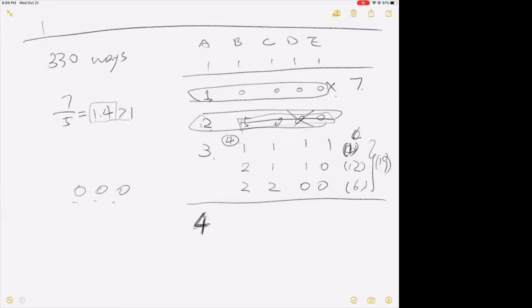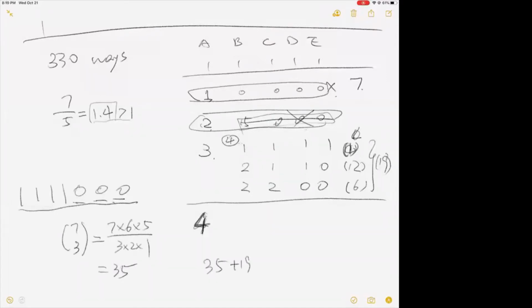So it's basically out of seven objects, choose four to be bars. There are four bars you need to put, and there are three mooncakes. So this is seven choose three, or seven choose four. That's 7 times 6 times 5 over 3 times 2 times 1, which is 35. So you add 35 and 19, get 54. You're getting 54 over 330. So see, the shortcut is this.